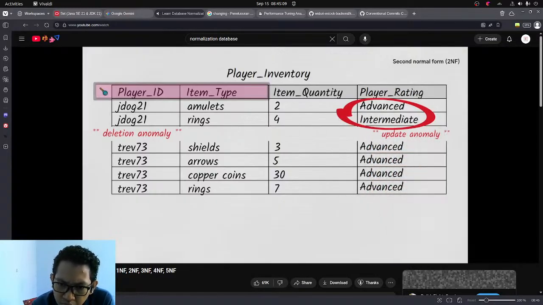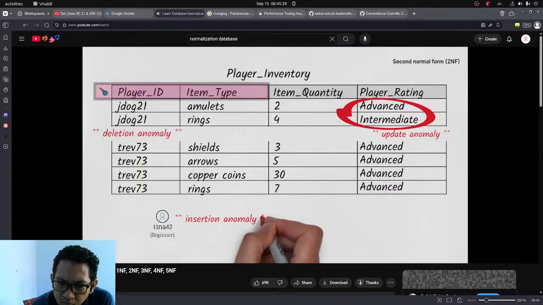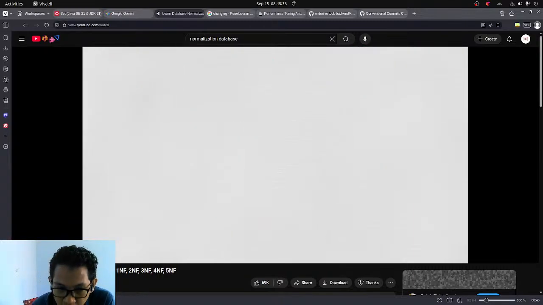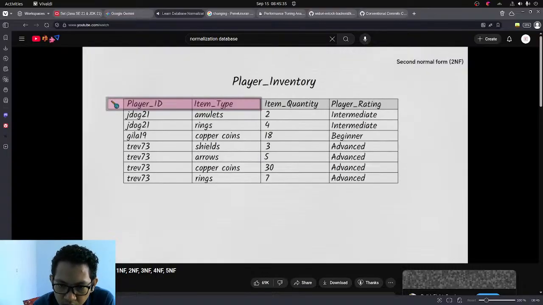Or suppose a new player called Tina42 comes along. She's a beginner and she doesn't have anything in her inventory yet. We want to record the fact that she's a beginner, but because she has nothing in her inventory, we can't insert a Tina42 row into the player inventory table, so her rating goes unrecorded. This problem is known as an insertion anomaly. The reason our design is vulnerable to these problems is that it isn't in second normal form.